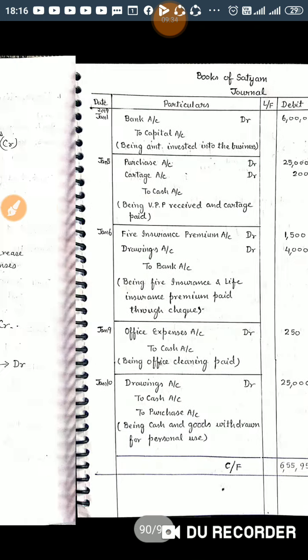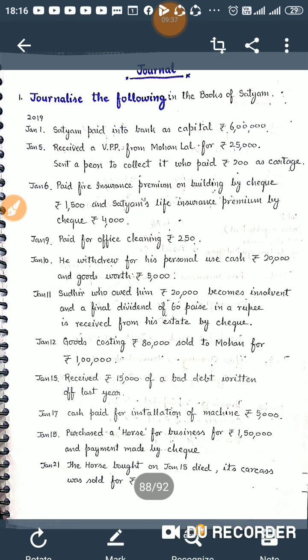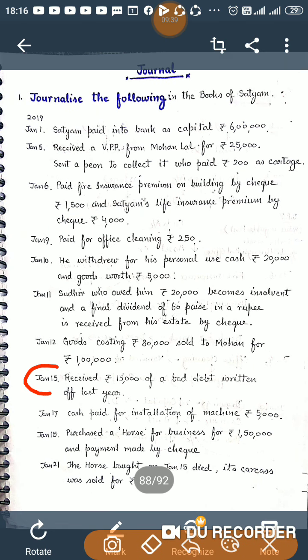Now the next transaction is January 15, received rupees 15,000 of a bad debt written off last year. So last year there was some bad debt of rupees 15,000 which you would have written off in your books. Now that debtor is making payment of that 15,000. So the bad debt which was written off last year, now you are receiving this year.